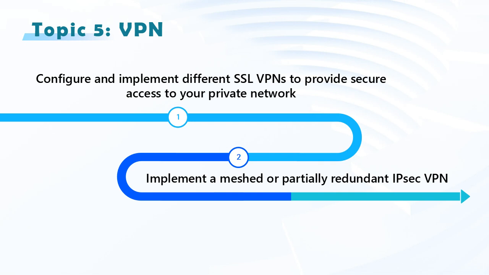Topic 5: VPN. It covers: configure and implement different SSL VPNs to provide secure access to your private network. Implement a meshed or partially redundant IPsec VPN.